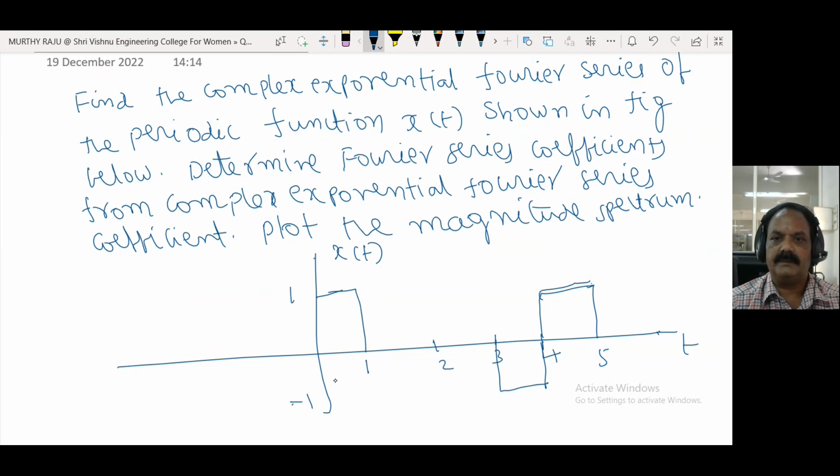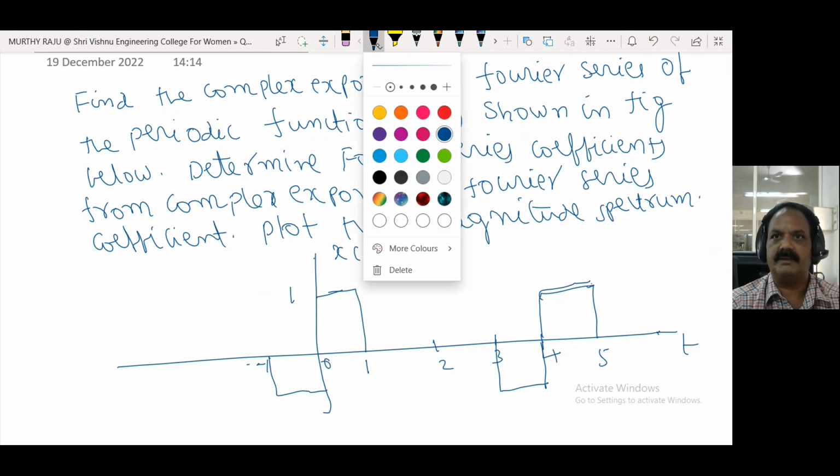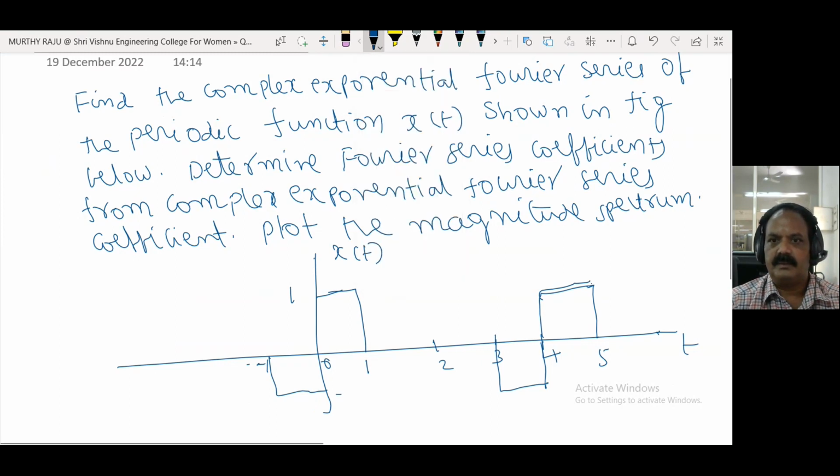Here on the negative side, -1, 0, -1. In this case the function value is -1. This one is -1, here also -1. This one is 1. Then -1, -2, -3, -4, -5.